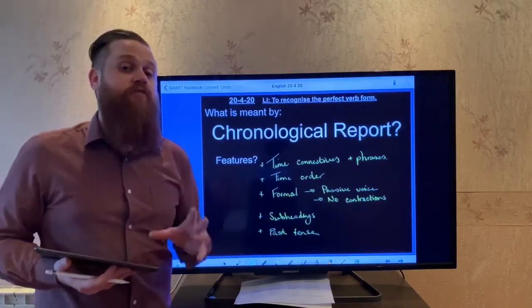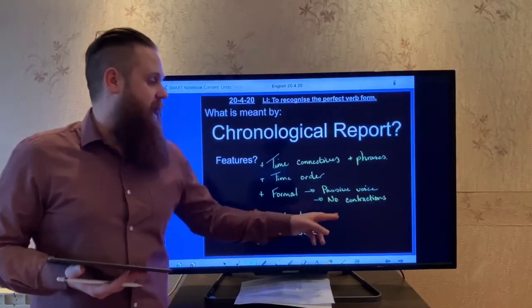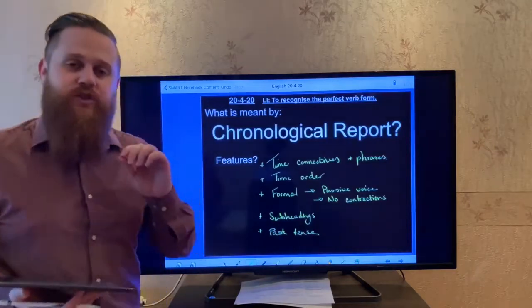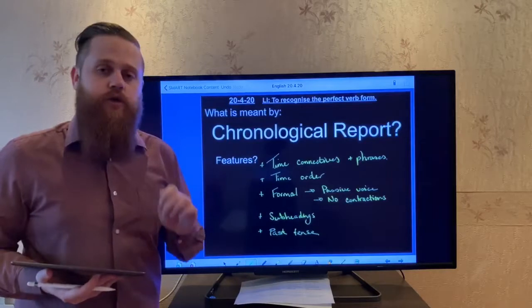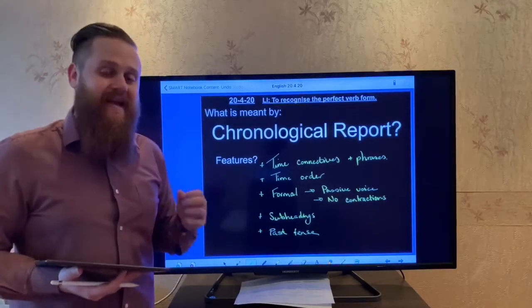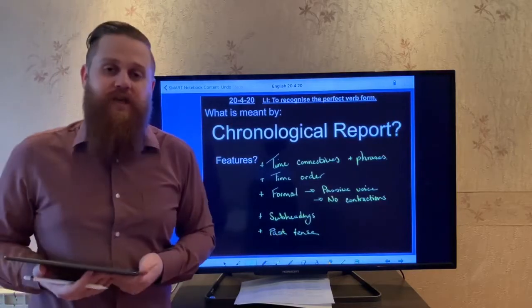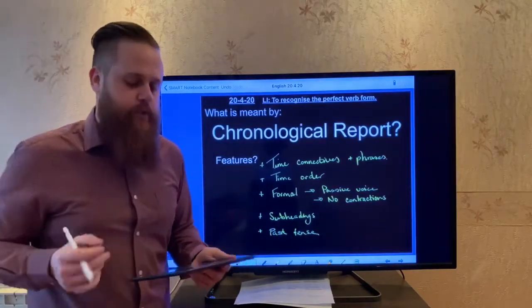It should generally be formal, okay? That means the use of passive voice and no contractions. Subheadings. Now, subheadings are key in these. You almost always certainly use them. So subheadings, nice and clear, explain what your paragraph's going to be about. And, of course, generally, they are going to be in past tense because the events already happened.